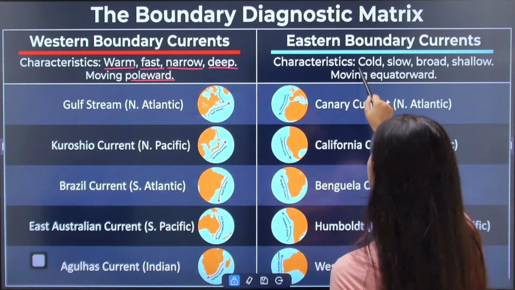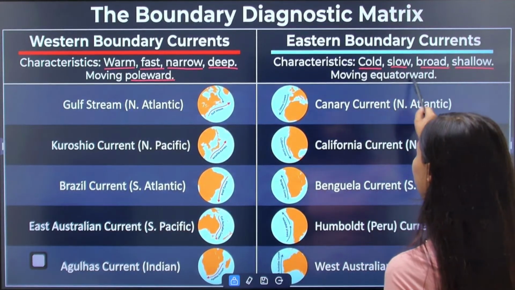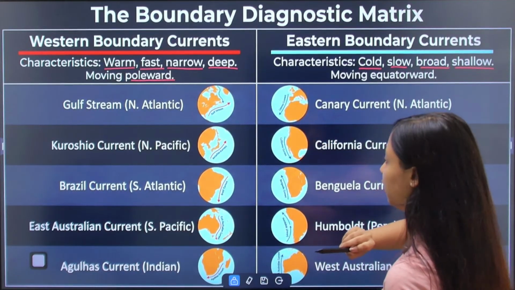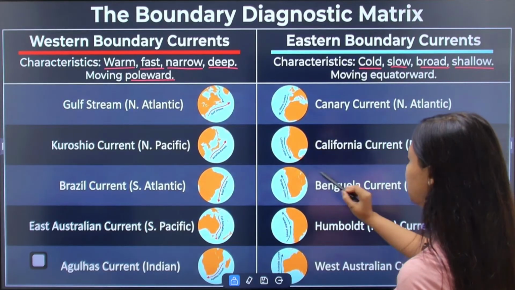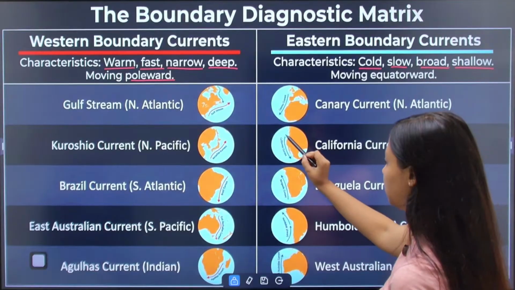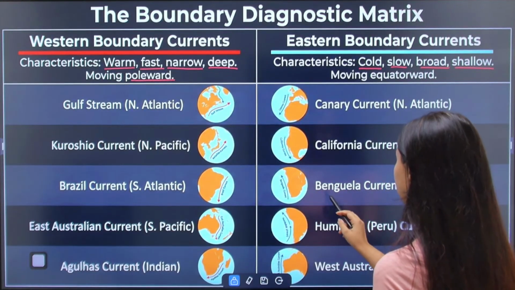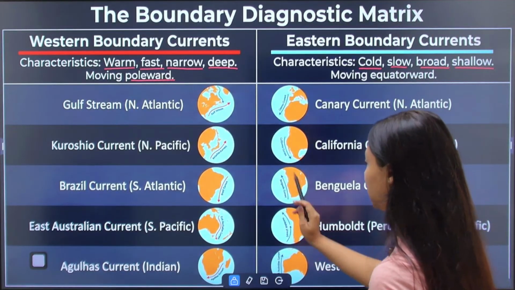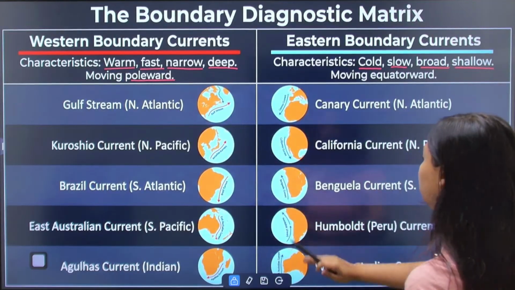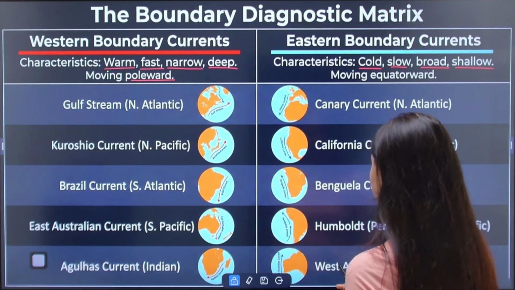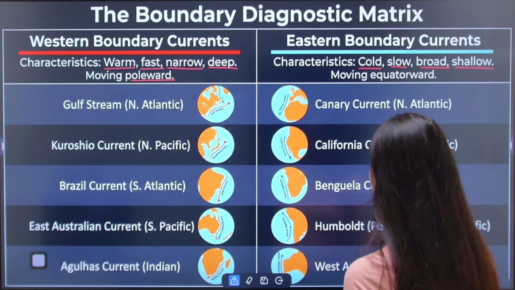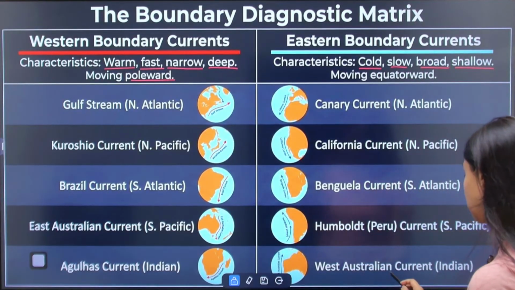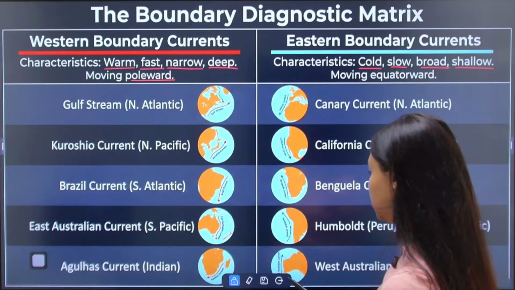Eastern boundary currents are basically cold, slow, broad and shallow. They move towards the equator mostly. The Canary current in the North Atlantic moves towards the equator. The California current in the North Pacific moves towards the equator. Can you see? Then there is the Benguela current in the South Atlantic, again moving towards the equator, northward. It is in the southern hemisphere moving towards the equator, along Africa. And there is the Humboldt current, the Peru current, in the South Pacific moving towards the equator, northwards. The West Australian current in the Indian Ocean is again moving towards the equator.